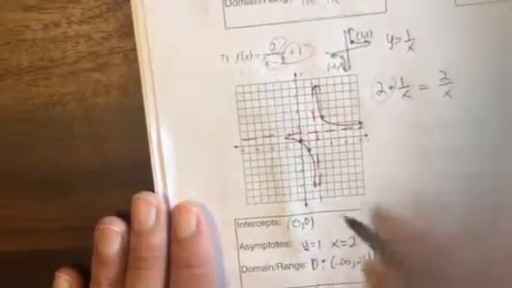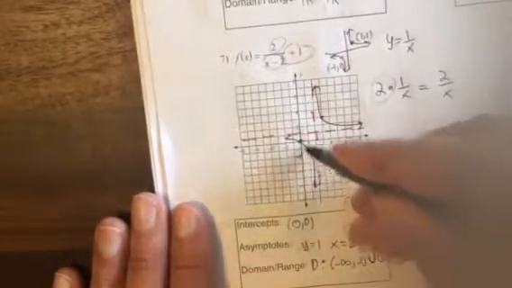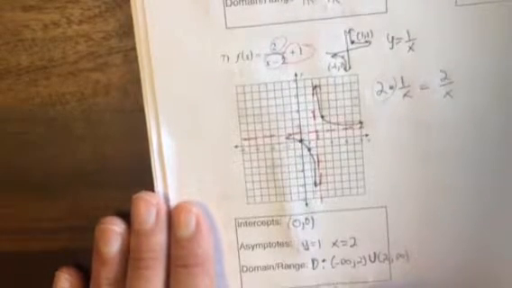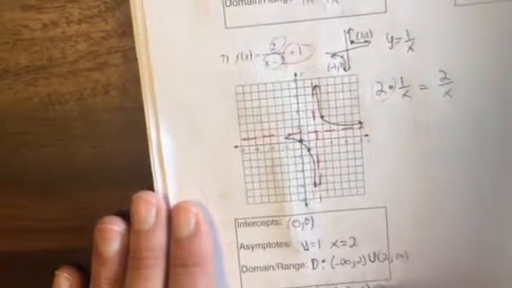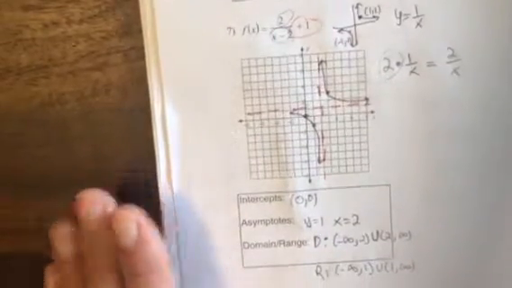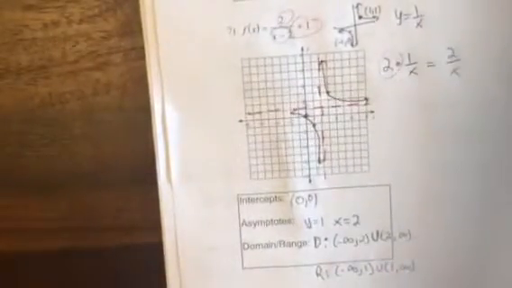The range is all the y values between negative infinity and 1, and then again from 1 to infinity, but it doesn't include 1. So we write that like this. All right, hopefully that helps you with how to graph everything from Algebra 2.